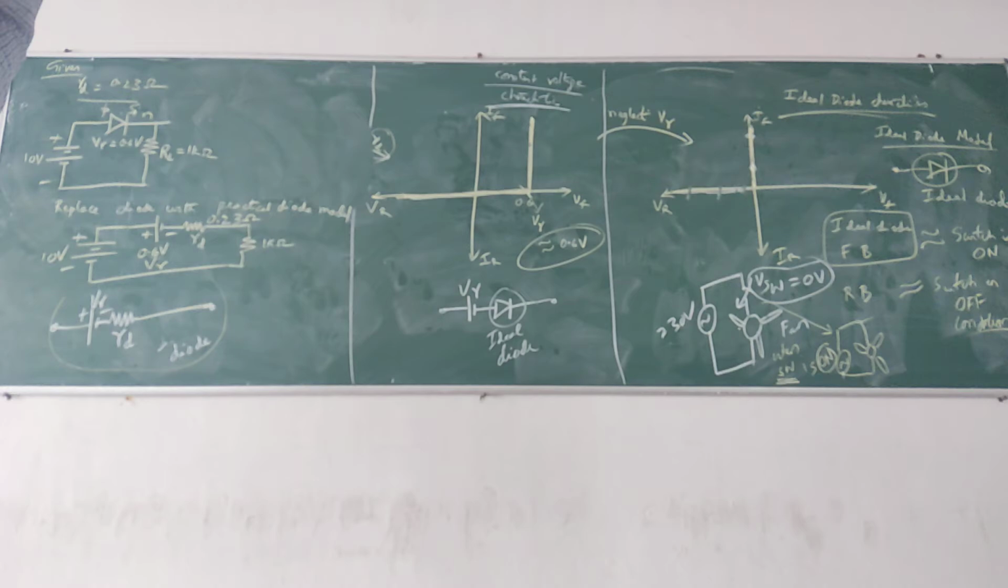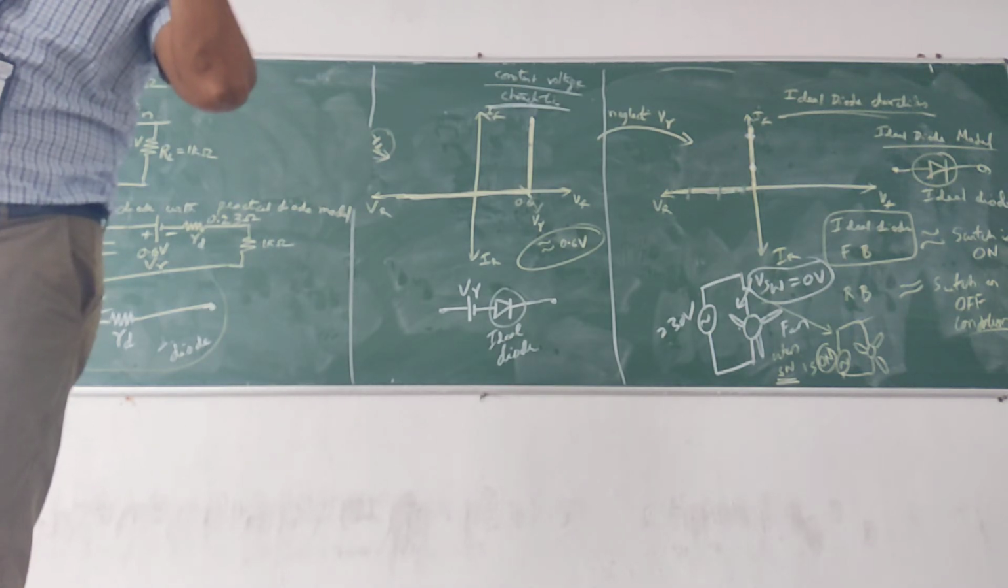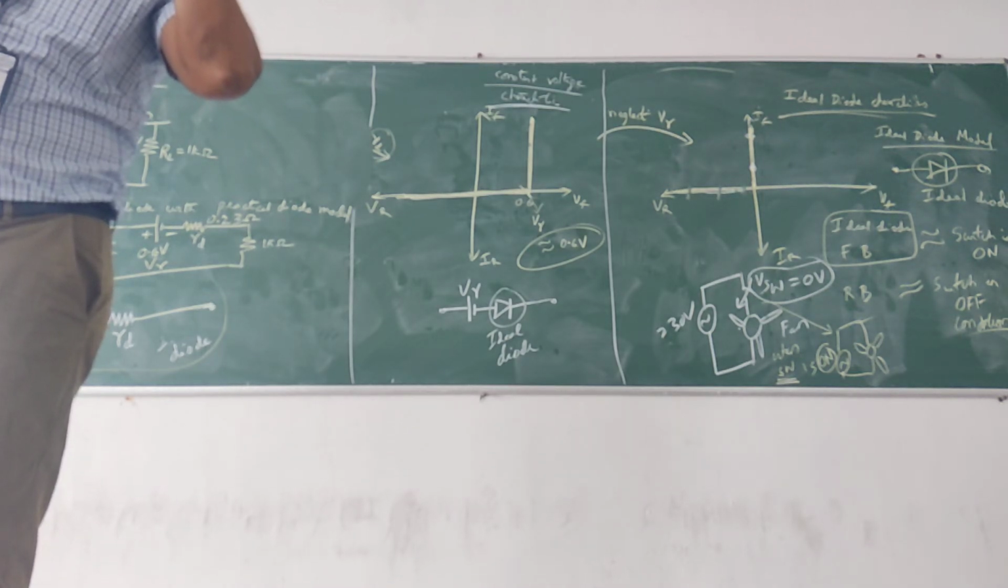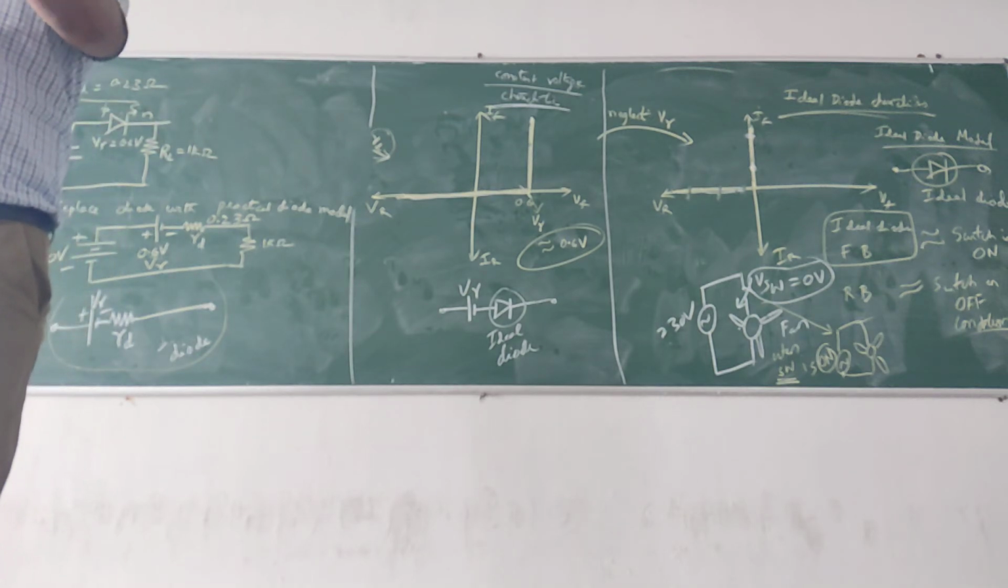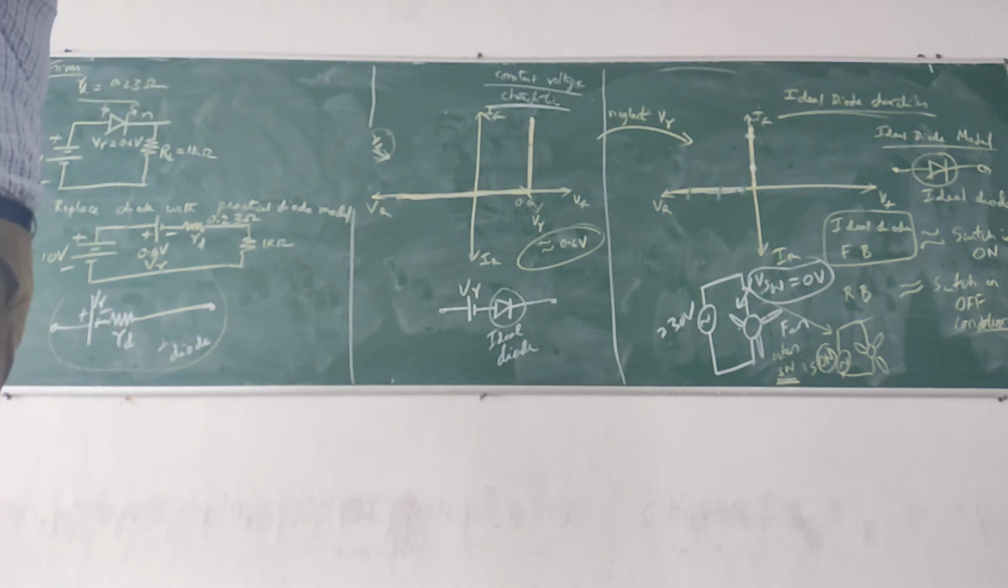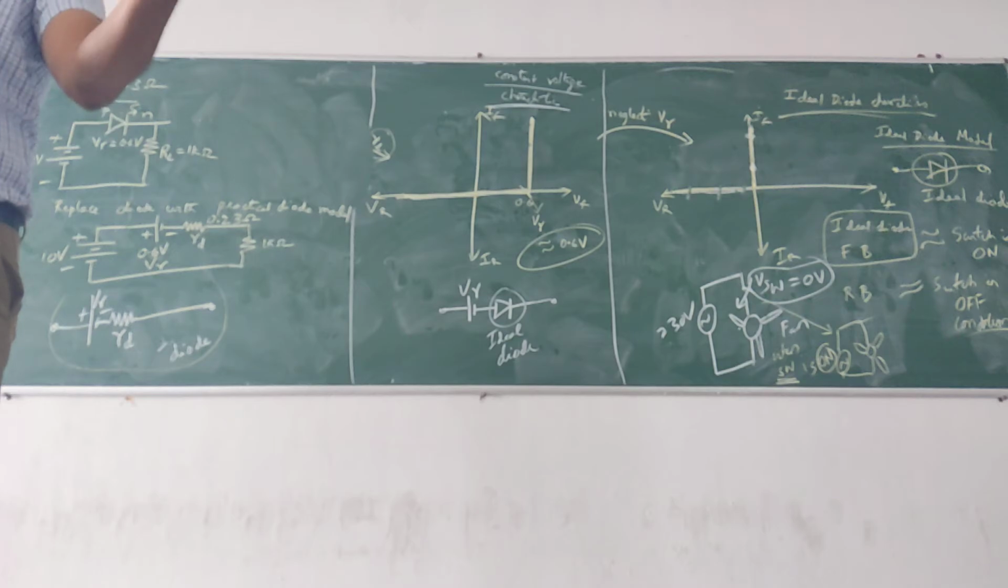Okay, current, voltage across load resistance. What else? Voltage across the diode also they are asking. Three things. Voltage across diode and load resistance means voltage across the diode and voltage across the resistance. That is what it means.